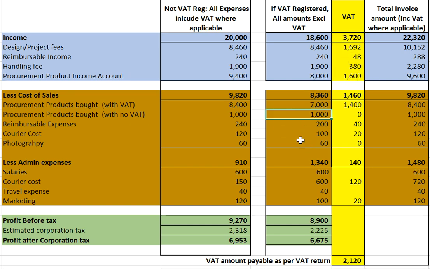3,720. Here I've just split out all the other expenses between excluding VAT and VAT. Obviously, you can only claim VAT back if you've got a valid VAT invoice, and it's VAT paid in the UK on these expenses. Okay, so this is now going to take all your excluding VAT amounts, and it will work out what your new profit is in the business and work out corporation tax.